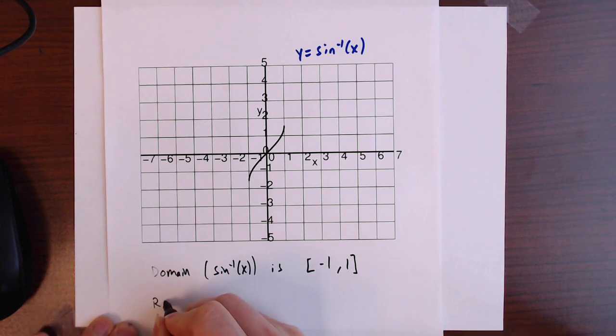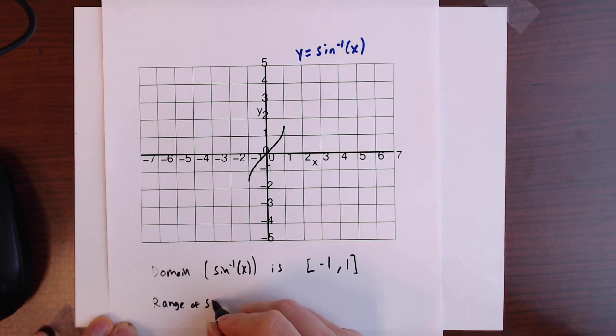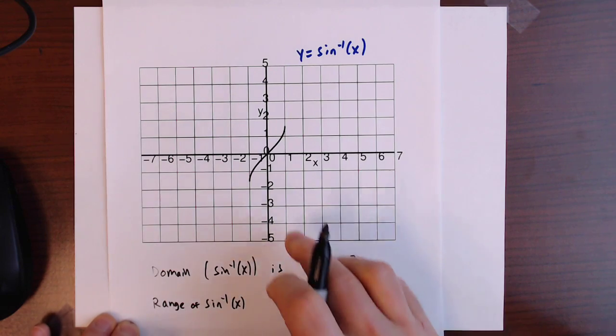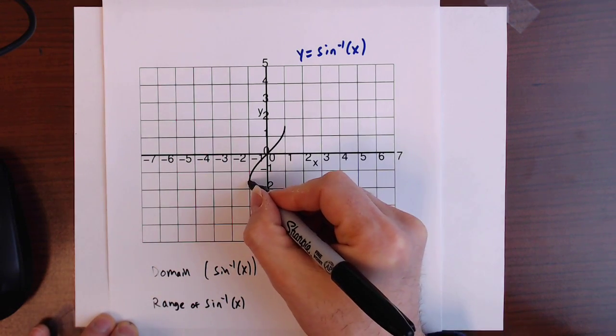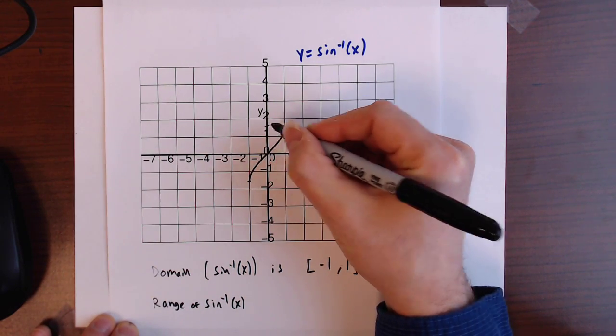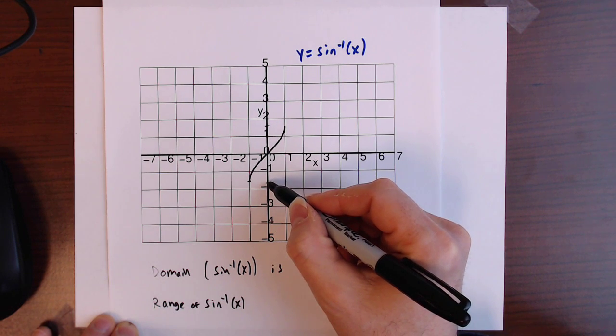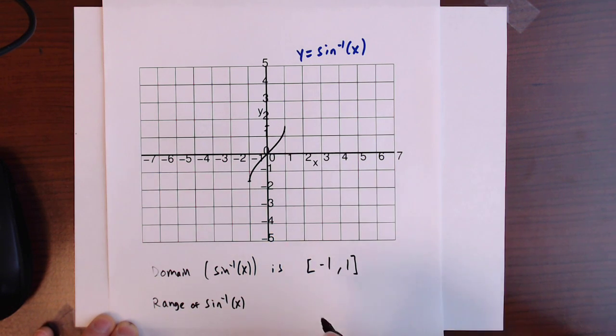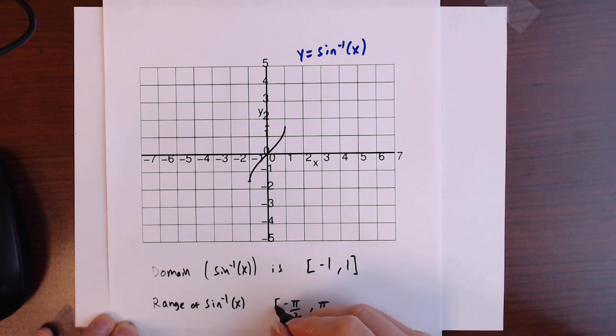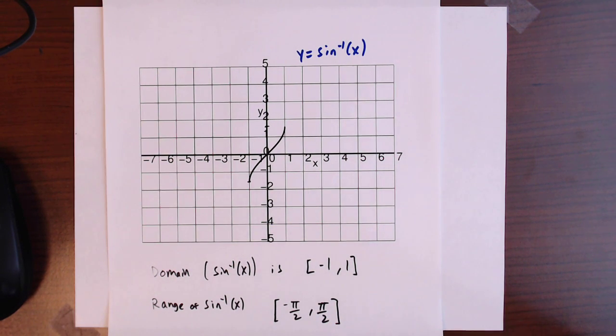And the range of inverse sine is the set of all y values. So this is coming from here to here. On this axis, it looks like it's from about -1.5 to 1.5. But of course, you realize soon that these are exactly minus pi over 2 and pi over 2. And again, these are included. So this is the domain and range of inverse sine.